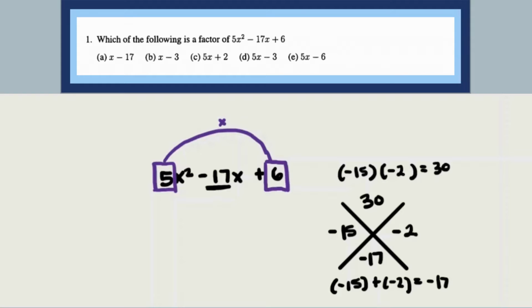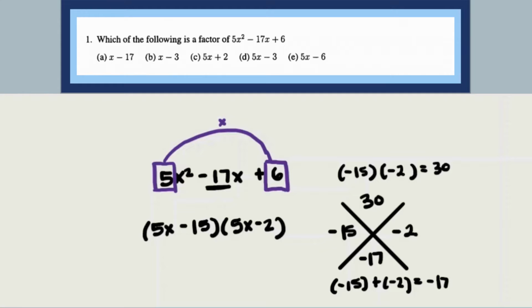So once we do this, we're going to factor. Remember our leading coefficient was 5, so we start off with 5x, and then we use the numbers that we found. One of the numbers was negative 15, so we say minus 15, and then times 5x again, and this time we put minus 2 because negative 2 was our second number that we found on the side. So we have 5x minus 15 times 5x minus 2.